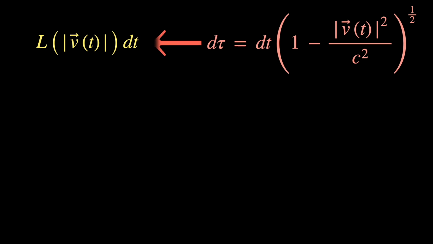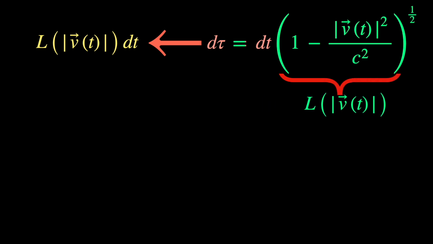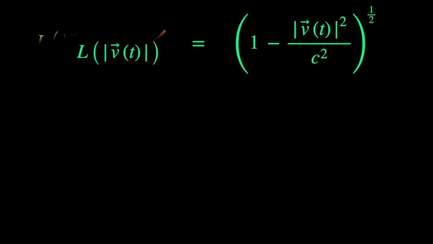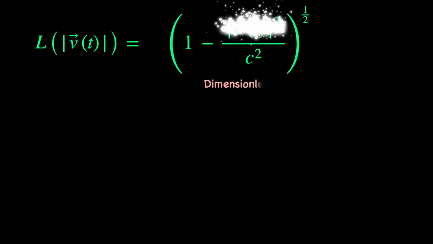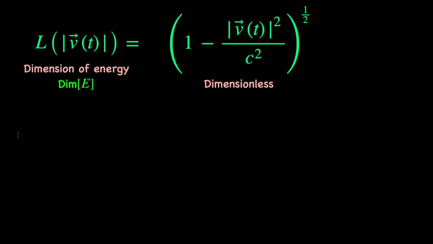We can already see that it fits right into the L dt form factor, and we can easily read off the Lagrangian L as the inverse of the Lorentz factor with exactly the kind of velocity dependence that we want. However, 1 is a dimensionless number and so is the ratio v upon c, whereas any Lagrangian should have the dimension of energy. We have known that from the non-relativistic free particle Lagrangian, right?